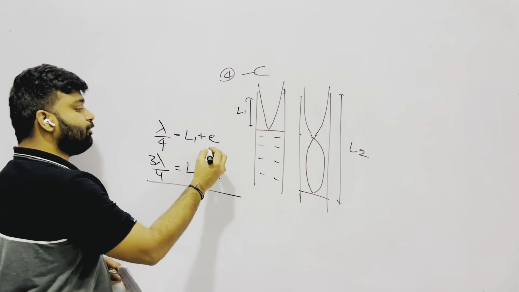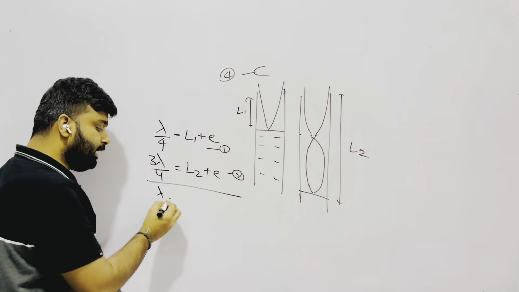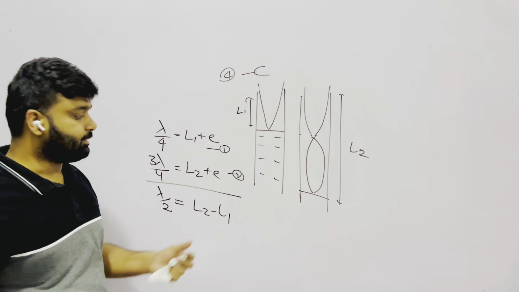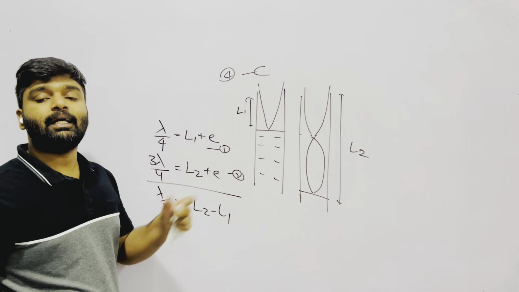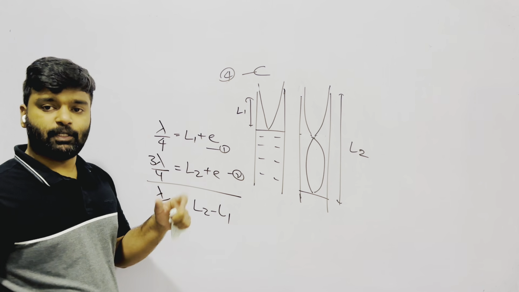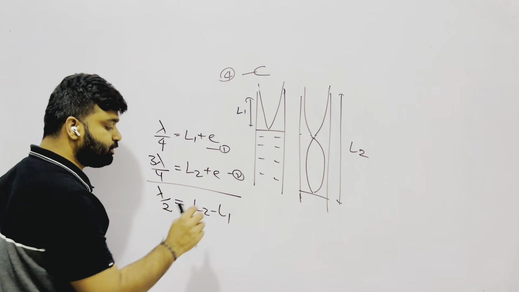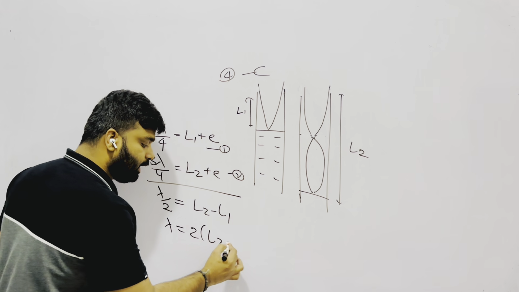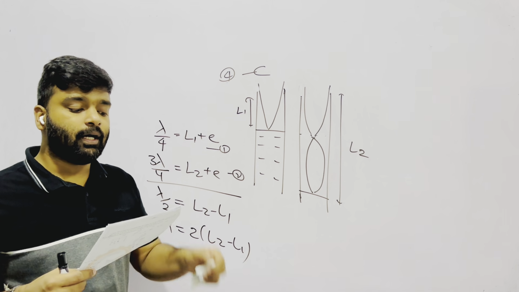If you subtract the first equation from the second one, you will get lambda by 2 is equal to L2 minus L1. You can understand something: when you are subtracting 1 and 2, the E and E will be cancelled out. The same technique we use in the spherometer, right? Subtracting 2 readings, the errors will be cancelled out. Therefore, lambda by 2 is equal to L2 minus L1. Therefore, lambda is equal to 2 times (L2 minus L1). Directly, it's a practical output.